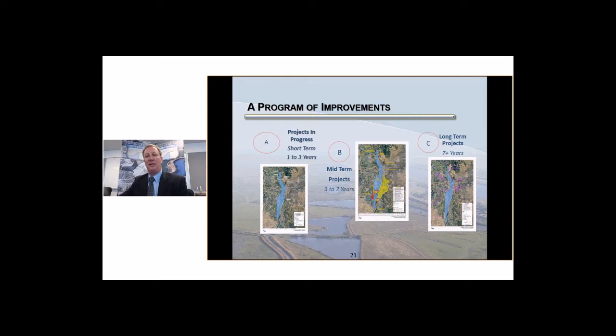It is estimated that the cost of improving the Yolo Bypass as a whole will be at least $2 billion by the time we go from start to finish. And it will probably take at least a 15-year period at best to make those kinds of improvements.